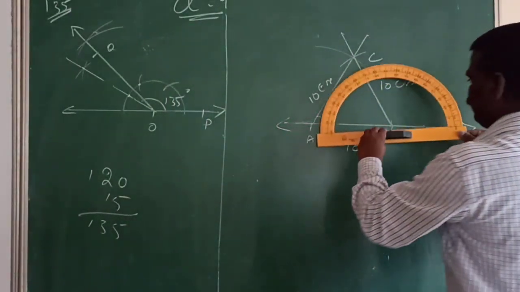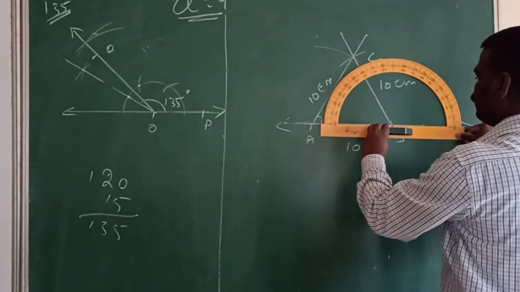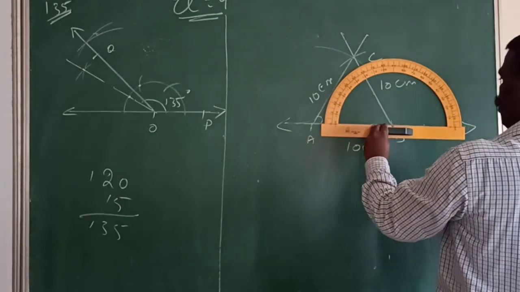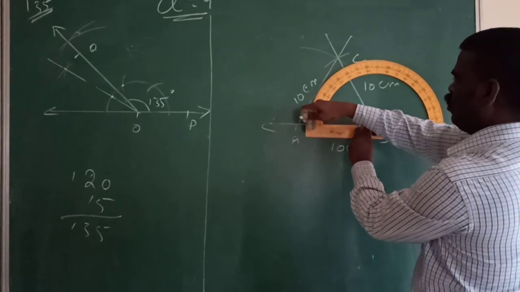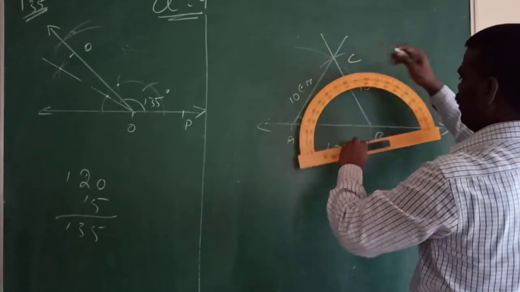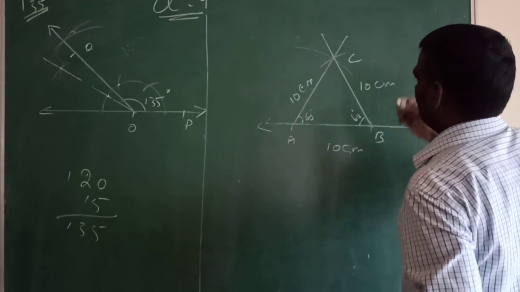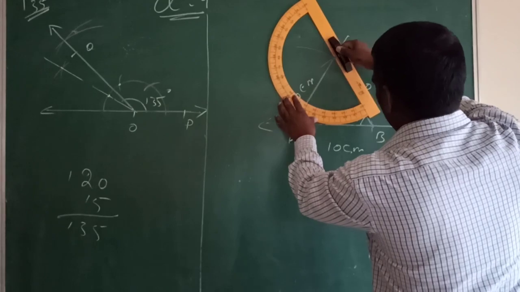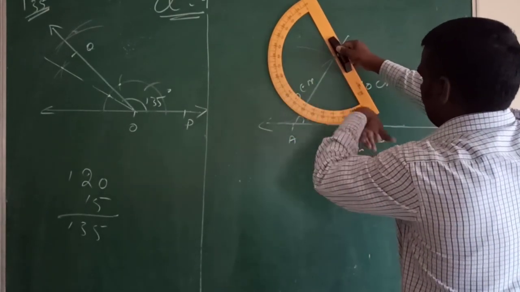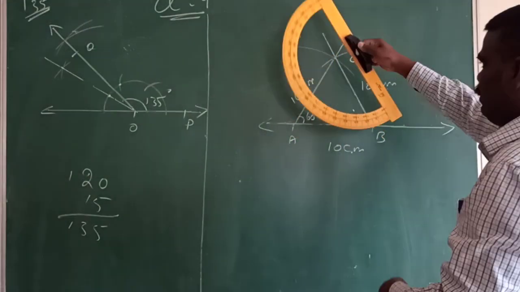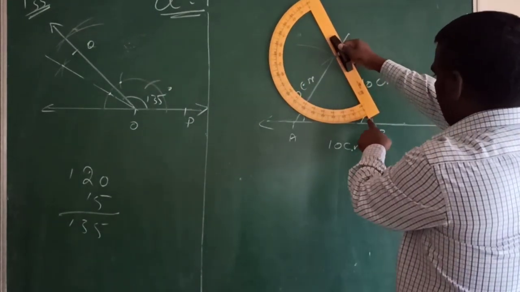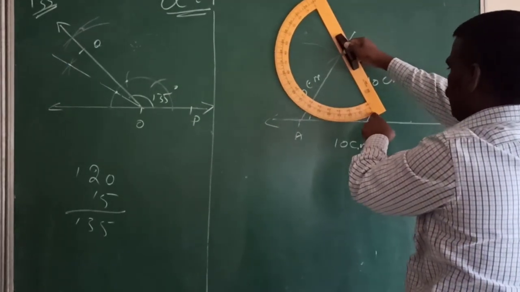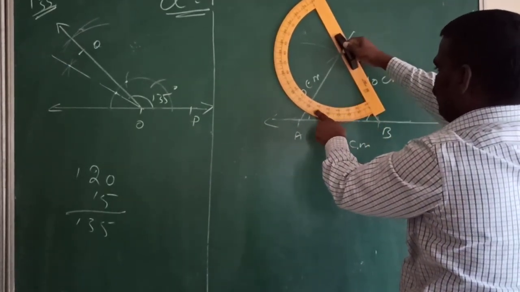Now come to this end. Count here, 0, 10, 20, 30, 40, 50, 60. Yes, coming. Here also 60. Now let us check here whether it is coming or not. Keep your protractor at the bottom, the bottom of the protractor should be on the side. Count from here, 0, 10, 20, 30, 40, 50, 60.